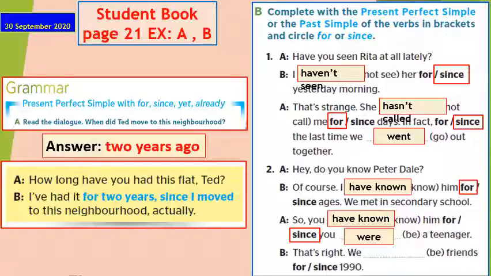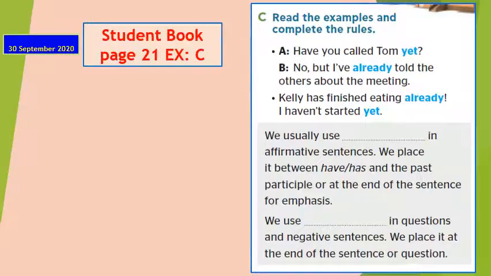Okay? B, that's right, we have been friends since 1990. Okay, did you get the idea? Yes. Now let us move on to exercise C. So we are back on the same page, we are in exercise C. Now read the example and complete the rules.